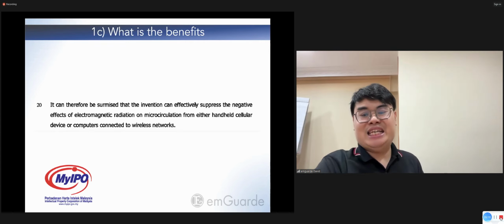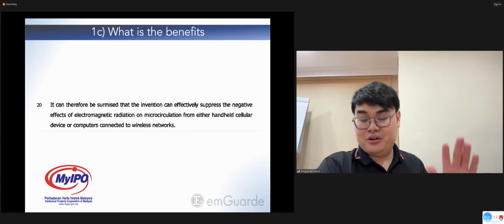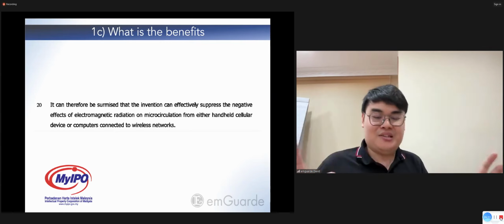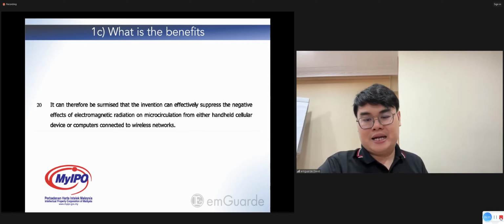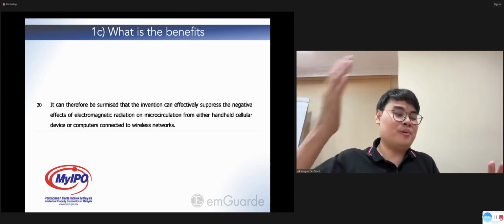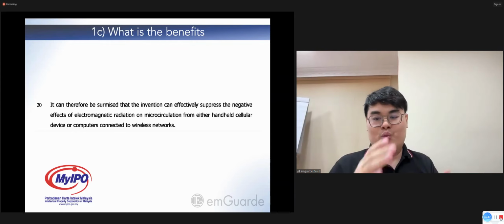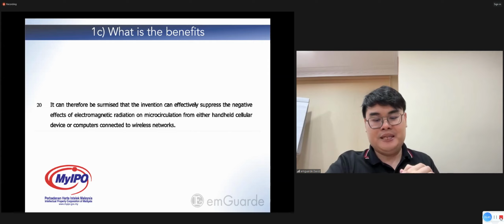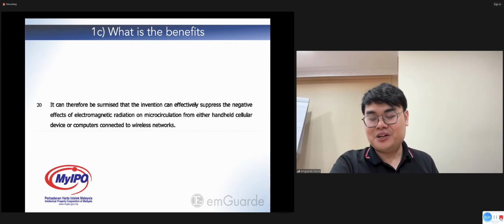And emGuarde can effectively suppress the negative effects of the EM radiation on microcirculation. So this statement itself, I think, without any demonstration, you guys are able to sell the emGuarde already. Agree? With this statement itself, it is good enough for you to market this technology. Moreover, we have a demonstration to show. On top of all these statements, we still have more demonstrations to show. So selling emGuarde is actually a piece of cake. It's so easy, so simple, straightforward. All right? Next.